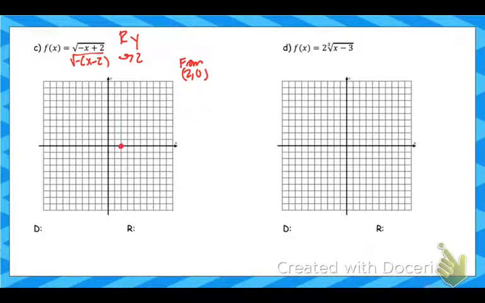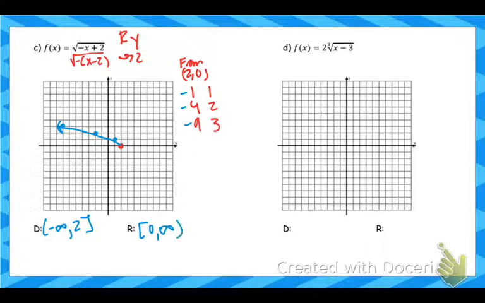So our normal parent function, right 1 up 1, right 4 up 2, right 9 up 3. But what's changed is that we've reflected over the y. Reflecting over the y and anything under the root affects the x's, which means I need to make those x's negative. So I'm going to go left 1 up 1, and left 4 up 2, and left 9 up 3. And that's how you guys can see, again, reflecting over the y for the square root function makes a very different graph. Domain would be -infinity to 2 with a bracket. Range, again, bottom to top, would be 0 to infinity.